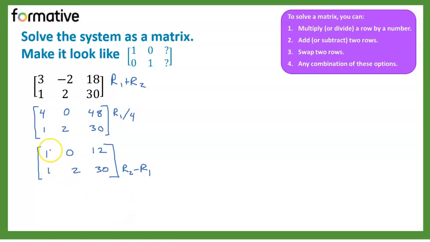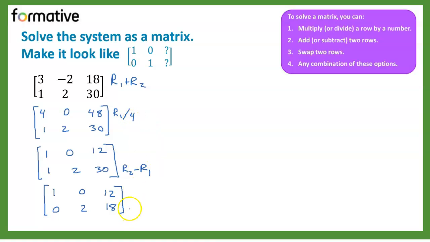1 minus 1. Well, actually, our first row we're not changing. We're going to keep our first row the same. Now 1 minus 1 is 0. 2 minus 0 is 2. 30 minus 12 is 18. Now we've got those zeros. All we have to do is get this 2 to be a 1. What do we do to get that 2 to be a 1?